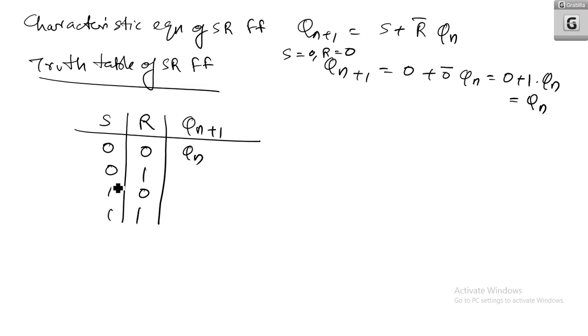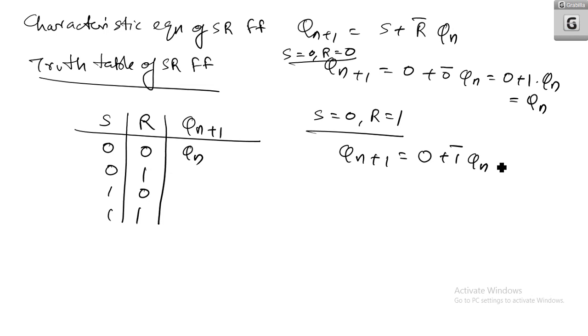Now when S is equal to 0, R is equal to 1, what is the next case? We can write Qn plus 1 is equal to 0 or 1 bar Qn. So that is 0 or 0 dot Qn. That is 0 itself. So Qn plus 1 will be 0.